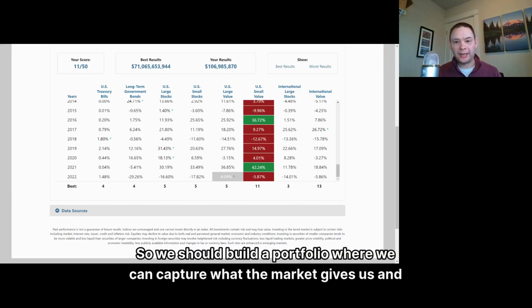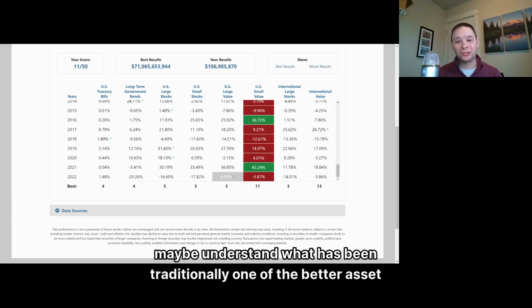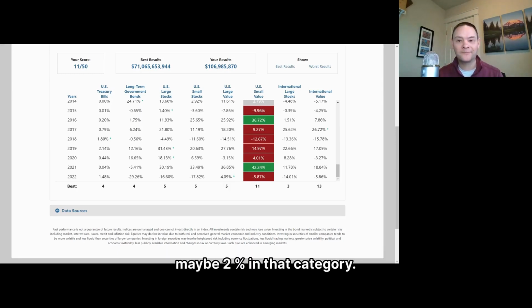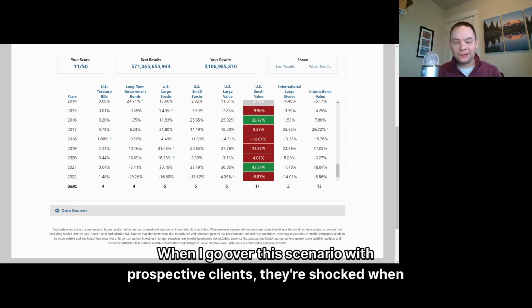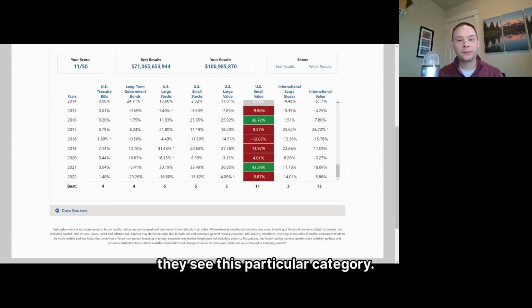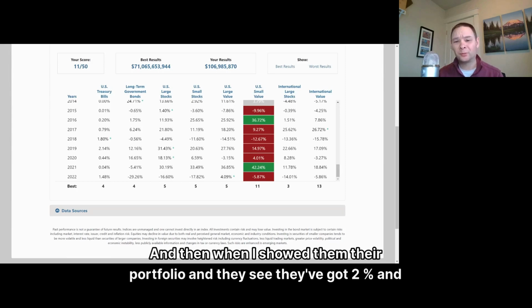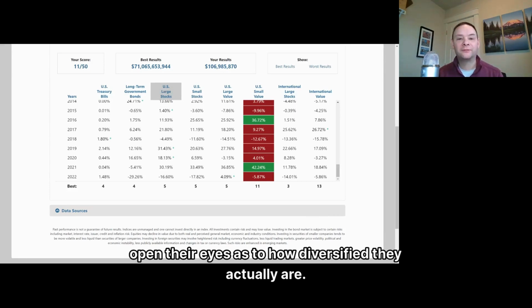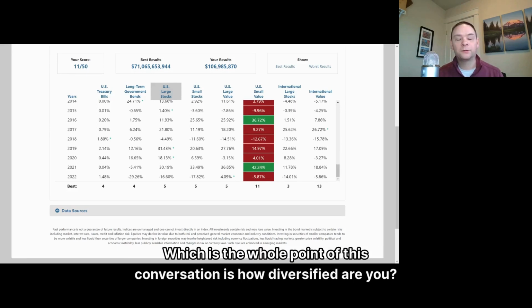So we should build a portfolio where we can capture what the market gives us and maybe understand what has been traditionally one of the better asset classes, maybe small values. Maybe build a portfolio with a little bit more than maybe 2% in that category. When I go over this scenario with prospective clients, they're shocked when they see this particular category. And then when I show them their portfolio and they see they've got 2% and then the other 40 or 50% is sitting in US large stocks, it starts to open their eyes as to how diversified they actually are. Which is the whole point of this conversation: how diversified are you?